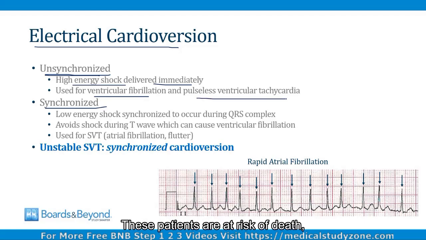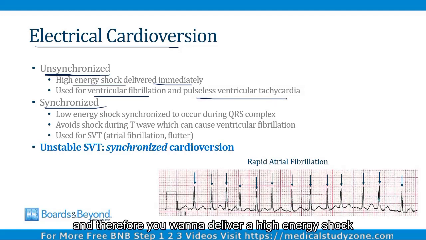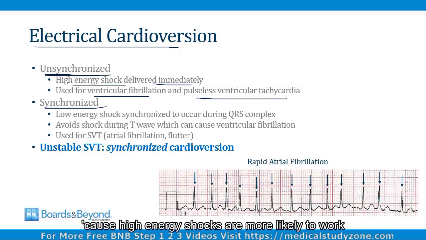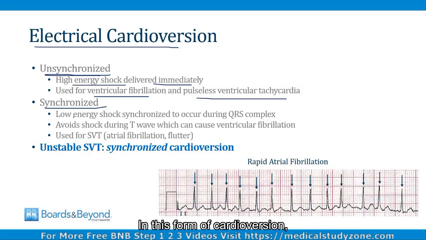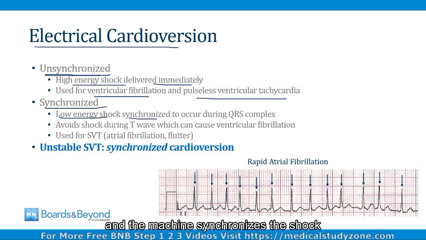These patients are at risk of death, and therefore you want to deliver a high energy shock because high energy shocks are more likely to work, and you want to deliver them right away when you press the buttons. You don't want any delay. The other type of cardioversion is called synchronized. In this form of cardioversion, a low energy shock is delivered, and the machine synchronizes the shock so that it's delivered during a QRS complex.